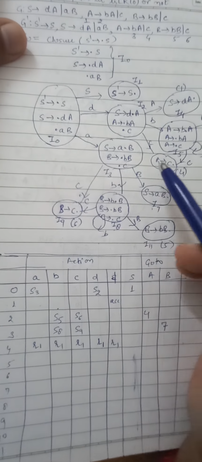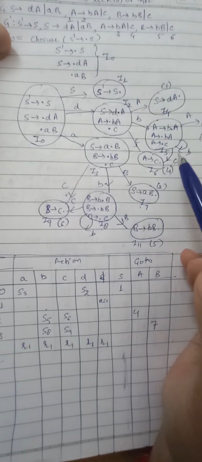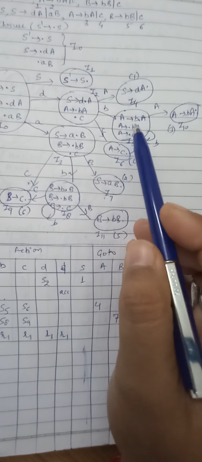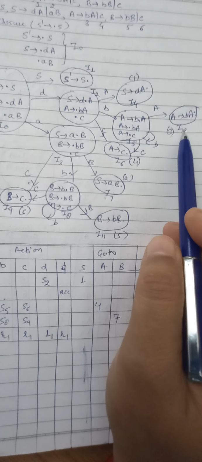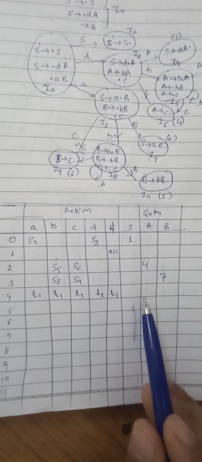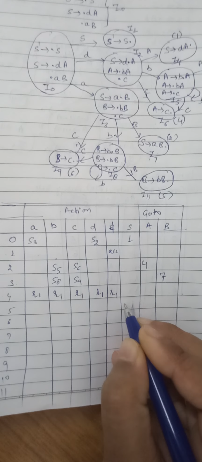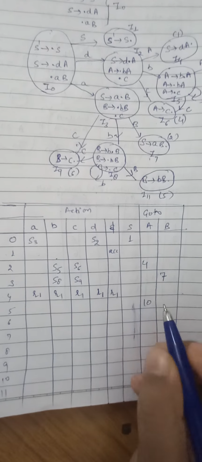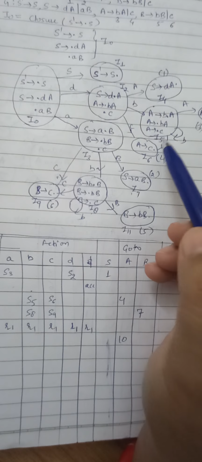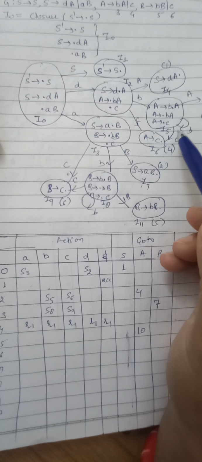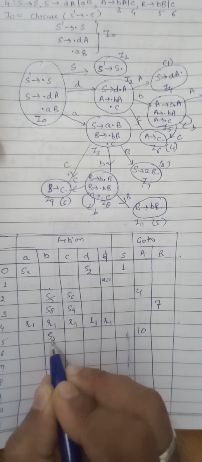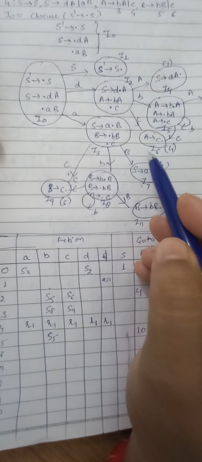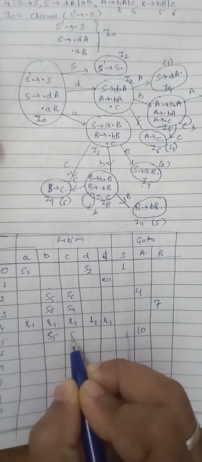Now for the fifth state, I5. From I5, for the A variable it is going to I10, so we will write 10 under A. And for B it is moving to I5 only, so we will write S5. And for C, I6, we will write S6.